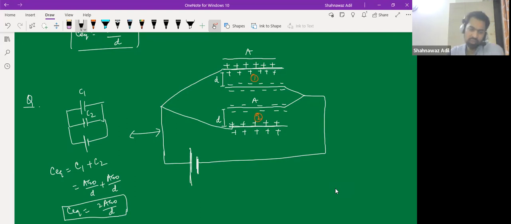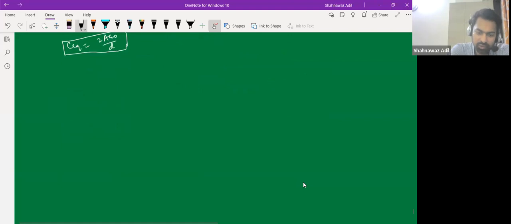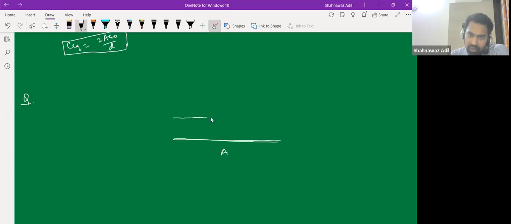Done, sir. So now let us do this question. And still without the dielectric. So we have this plate, right? And then we have this area is A, and then we have this plate, right? And then this plate, and then this plate. Okay. So you have this plate, and this third plate.